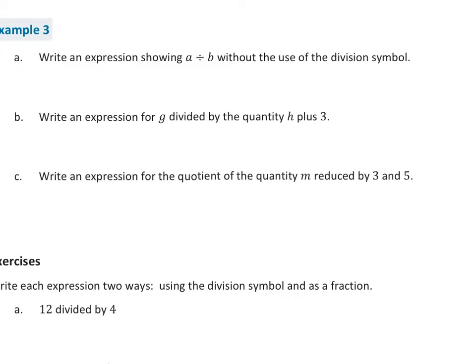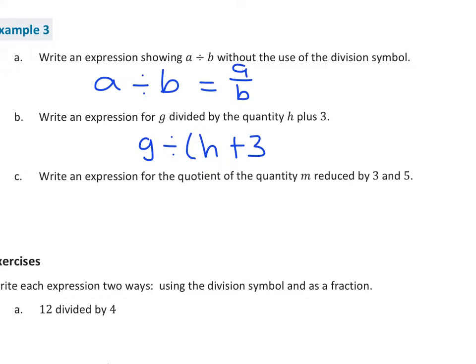So keeping in mind what I just said about division and fractions being the same thing, or fractions being divisional relationships, I could rewrite a divided by b as a over b. So if it was 1 divided by 2, it's 1/2. If it was 2 divided by 6, it'd be 2/6, so on and so forth. So if I wanted to do g divided by the quantity of h plus 3, I could also just do g over h plus 3.